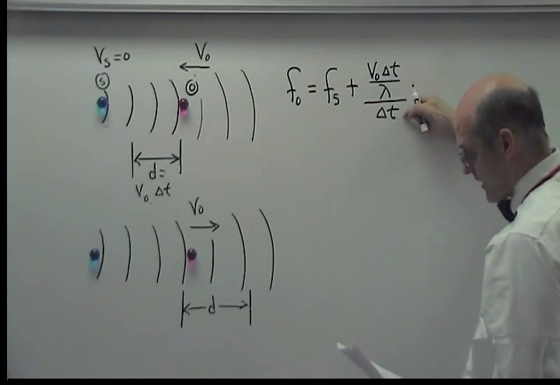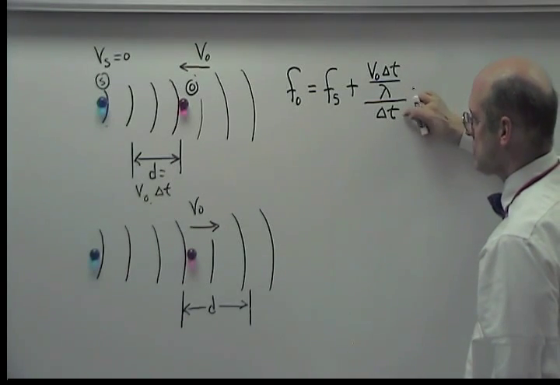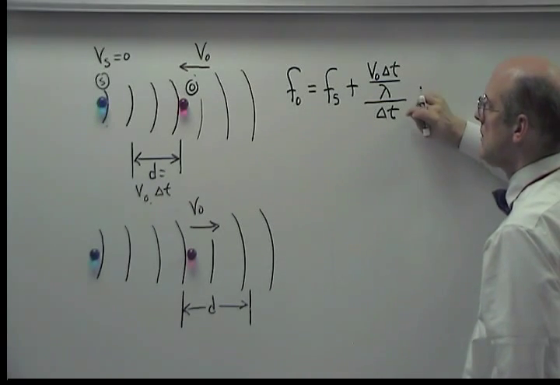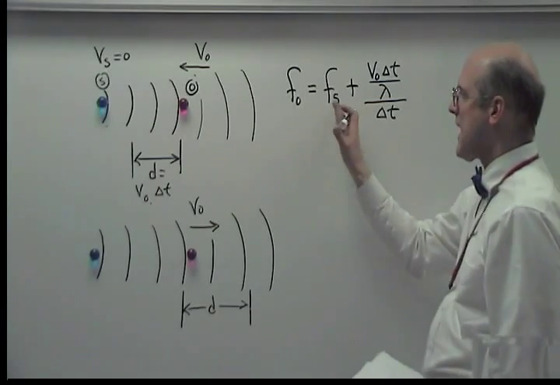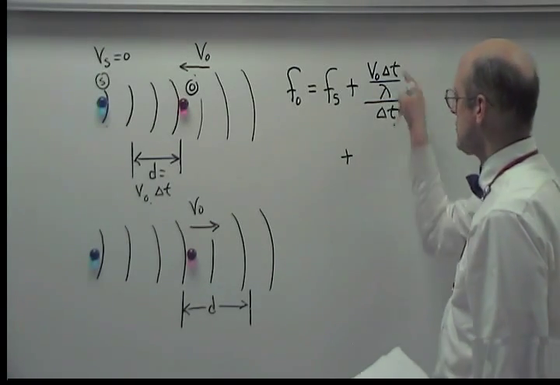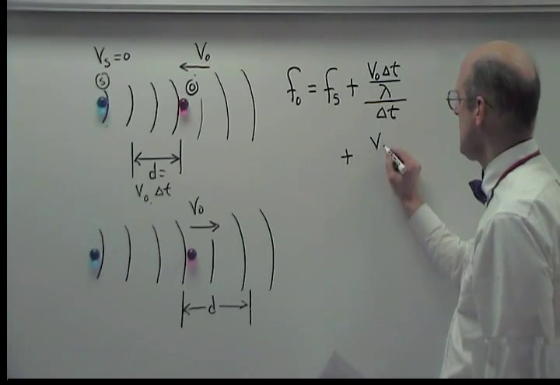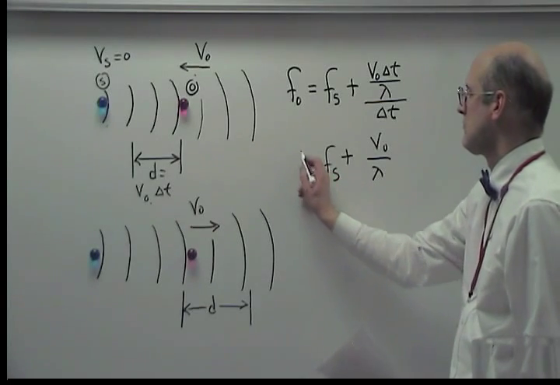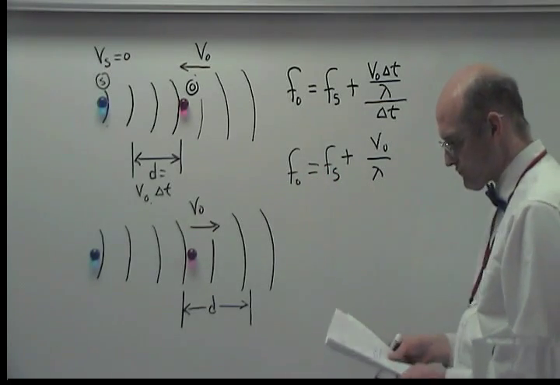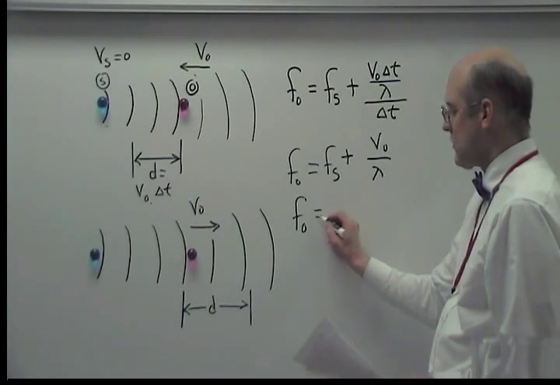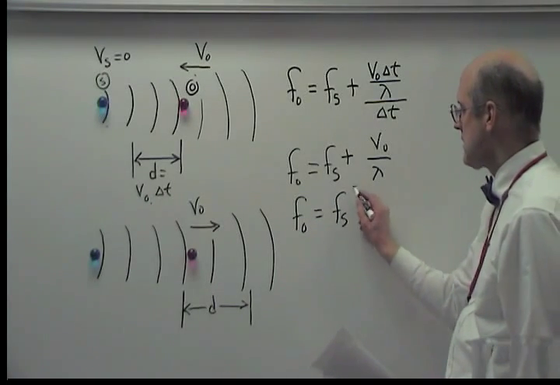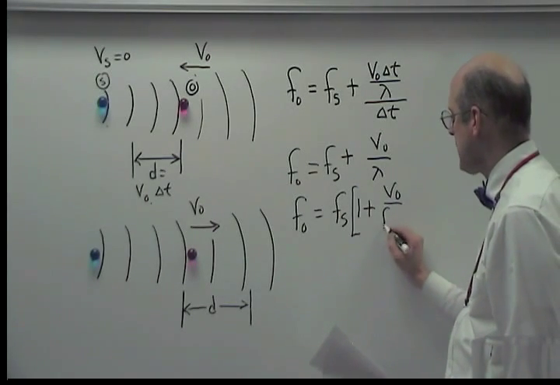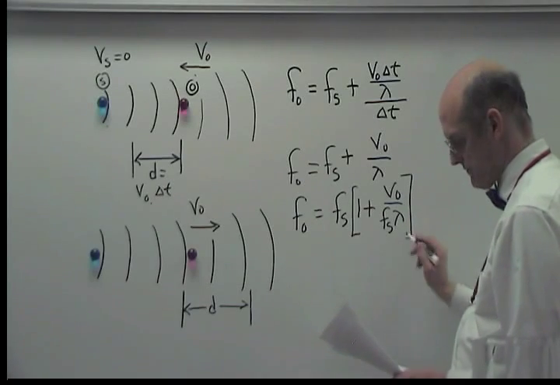If you divide that by the time over which this encounter occurs, you will get the new or the additional frequency that you have to add to the frequency of the source. Okay, so this term here reduces to Vo over lambda. And this can be written as Fs times the quantity 1 plus Vo divided by Fs lambda.